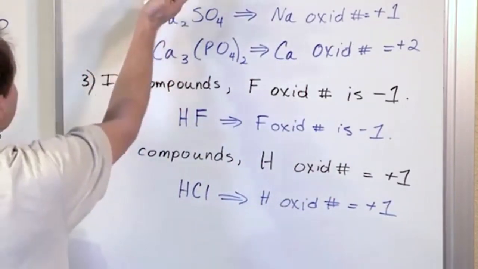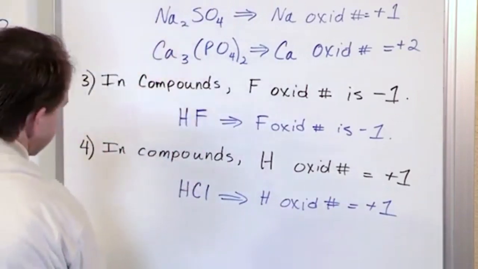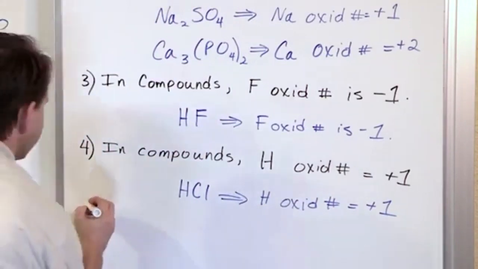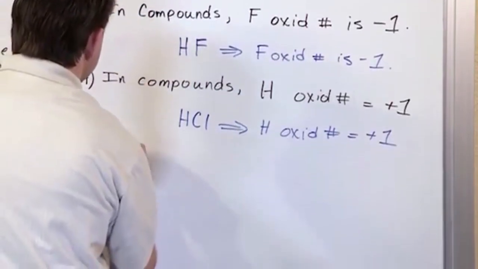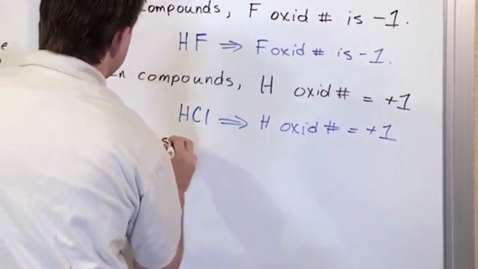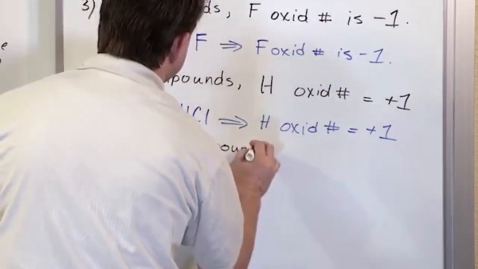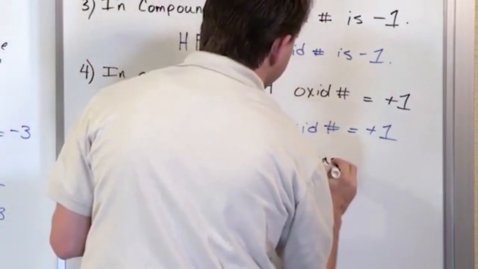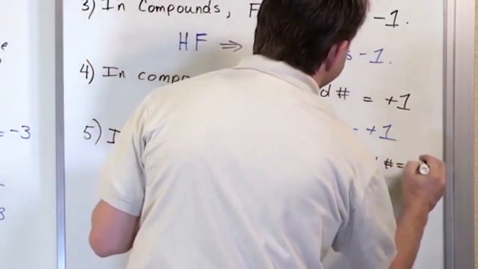The things at the top of the list are the surefire things. The things at the bottom of the list, you may not even get to, because you may solve the problem before you get down there. So let's look at rule 5. In most compounds, oxygen has oxidation number -2.